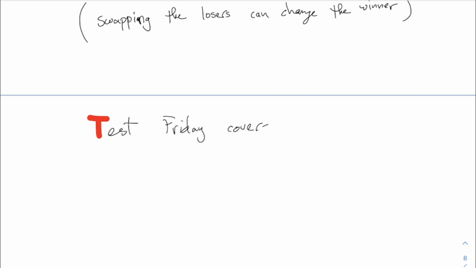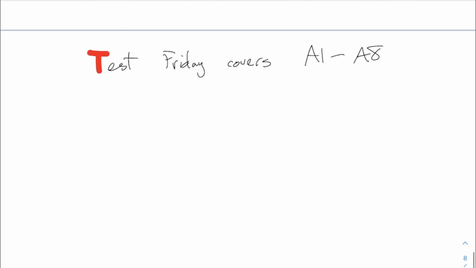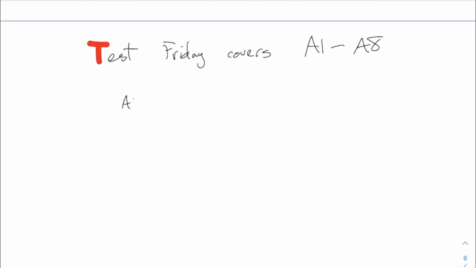covers, on my list here, A1 through A8. That's 8 questions. I said 9 before because I wasn't sure how far we were going to get. The 9th one will be IIA. Let's just postpone that to next time. So A1 through A8 on the list, I will tell you in case you don't have this memorized.